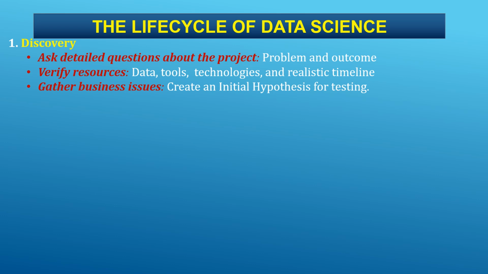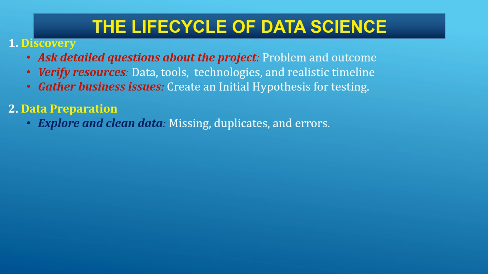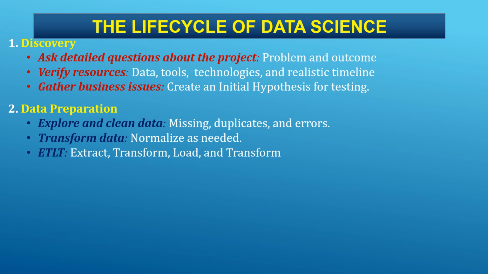For example, a retail company wants to predict customer churn. The discovery phase involves identifying relevant customer data, understanding the business context, and formulating initial hypotheses about why customers leave. Data preparation: explore and clean data, handle missing values, remove duplicates and correct errors. Transform data: normalize and scale data as needed. ETLT: extract, transform, load, and transform, loading data into a sandbox environment for further processing.